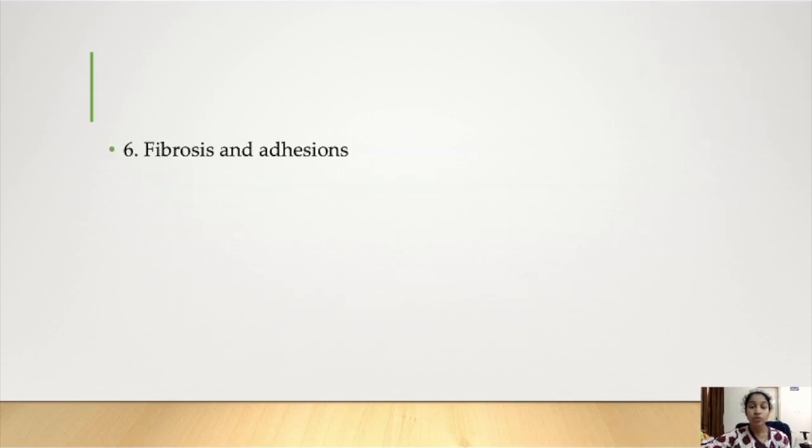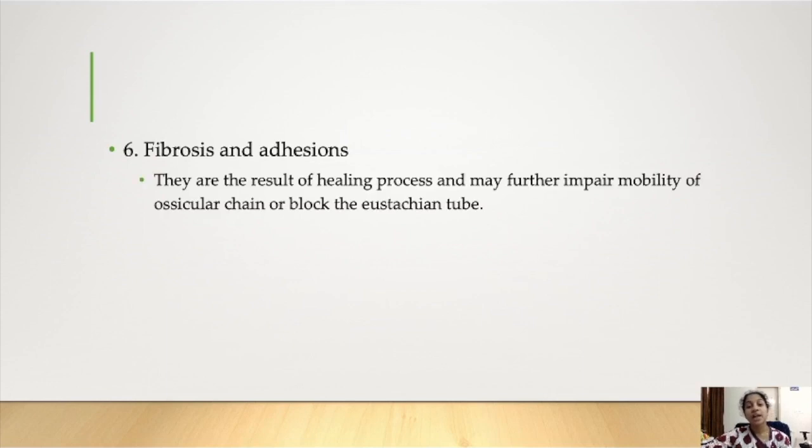Next comes fibrosis and adhesions. They are a result of the healing process and may further impair mobility of the ossicular chain or block the eustachian tube. So fibrosis and adhesions are a result of the healing process, right? Healing process of this tympanic membrane. Because of that, the ossicular chain mobility will be impaired, and it can also cause a block in the eustachian tube.